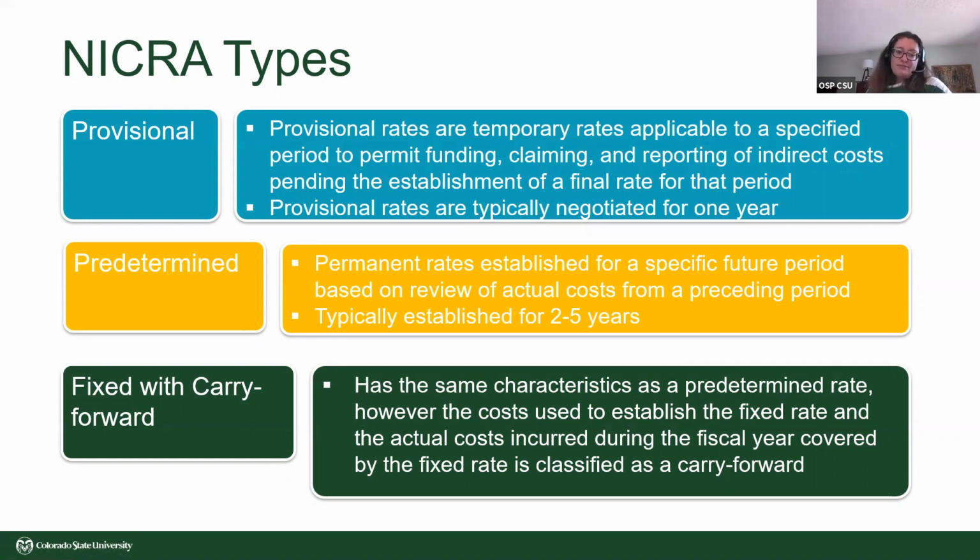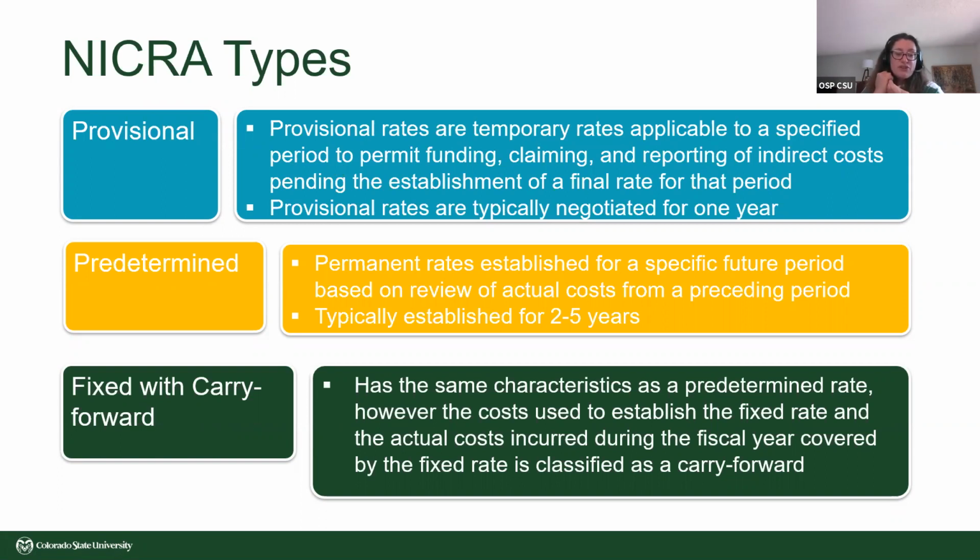So NICRA types: provisional, predetermined, and fixed with carry forward. Okay. Provisional, actually, let's start with predetermined. The predetermined are the rates that you have established for a particular period. Typically, that period can be anywhere from 2 to 5 years. So we have a base year in which we collect all the data we need to go into that negotiation. For CSU, it was just 2018, I believe, was our base year.